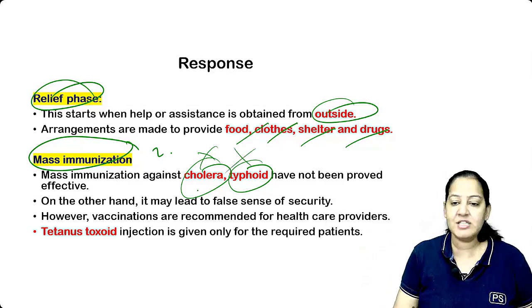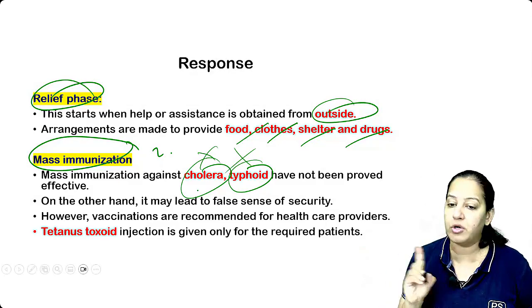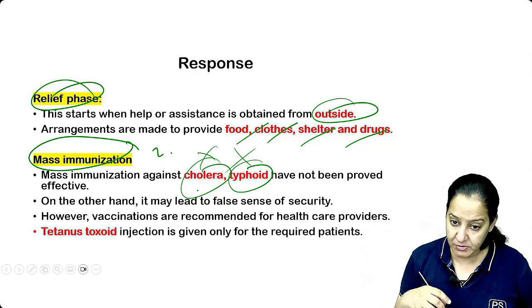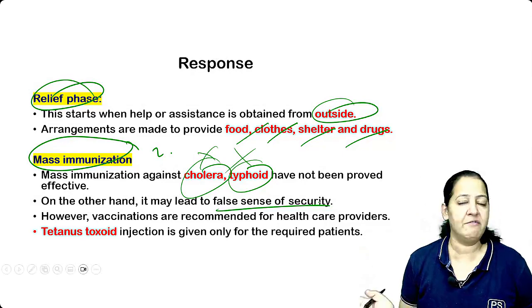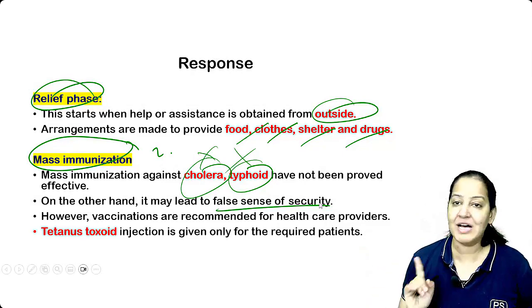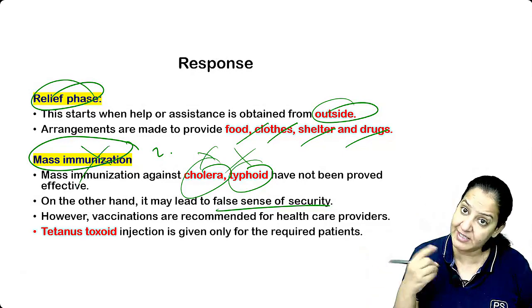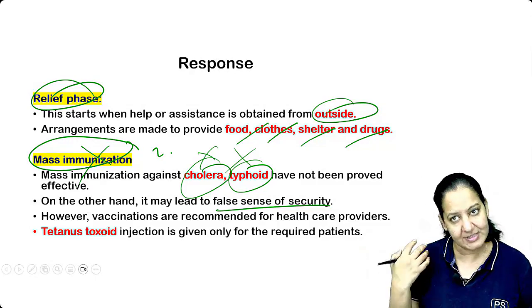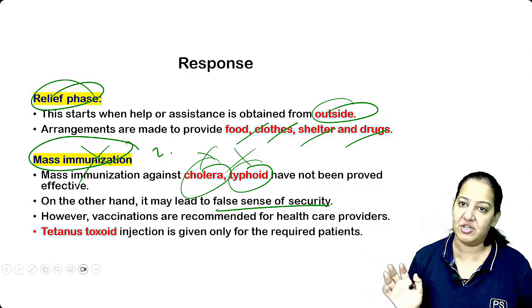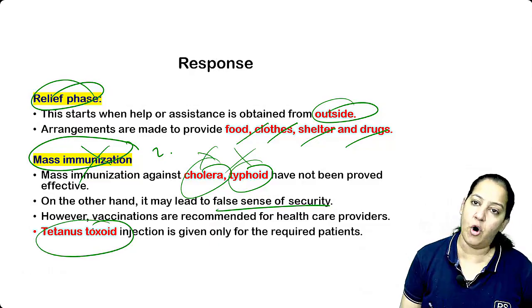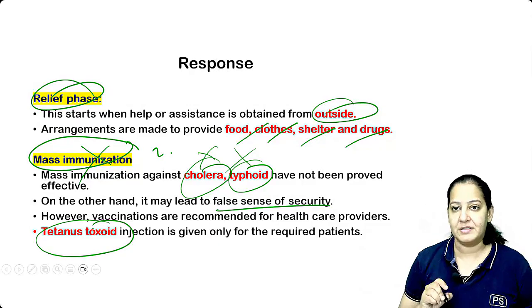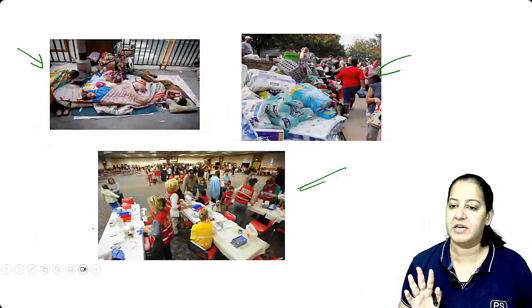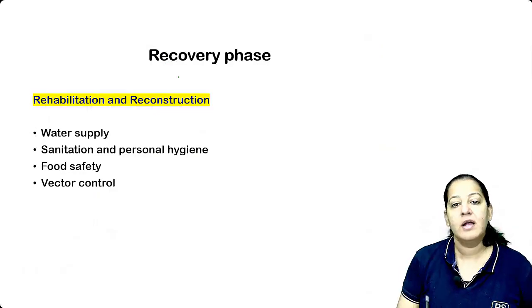No. Mass immunization is not recommended. Not at all recommended, because it gives a false sense of security and it will not help. So please learn, mass immunization is not recommended in the survivors in case of disaster. Don't do mass immunization. Only the persons who are injured, give tetanus to them if they require that. Otherwise, vaccines are not required. Next is recovery.